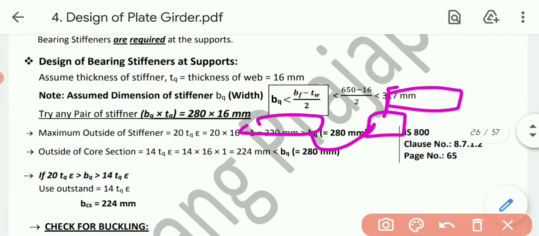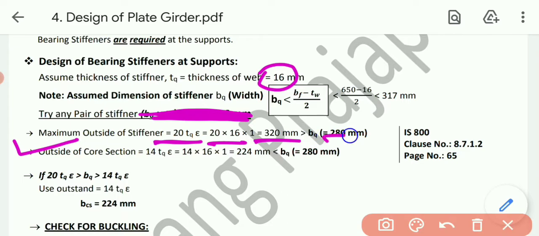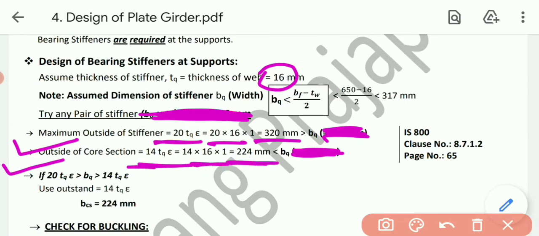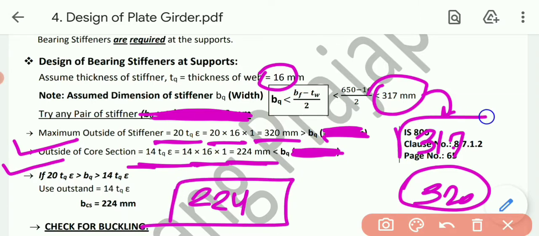See, don't look at these dimensions first. First of all, let's cross check the dimension. Maximum outstand of the stiffener, that is 20 t_q epsilon. t_q I have assumed as 16. 20 into 16, I got the answer 320. Then the next one, that is 14 t_q epsilon, 14 into 16, I got 224. So I need to decide my width between 224 and the maximum, that is 320, but I cannot even take 320 because the maximum space available is 317 over here.